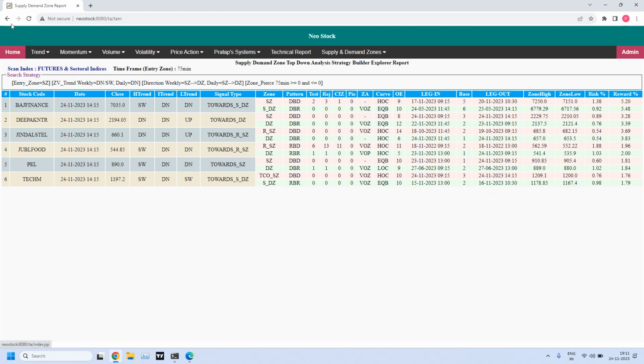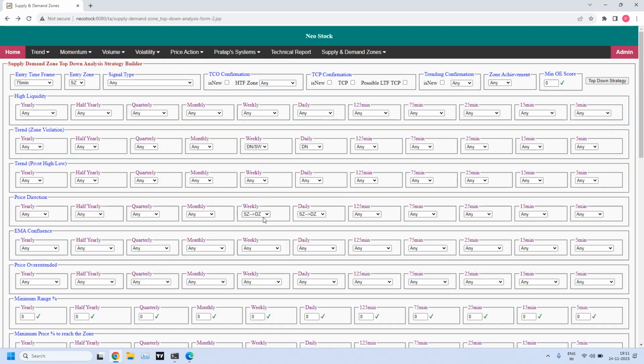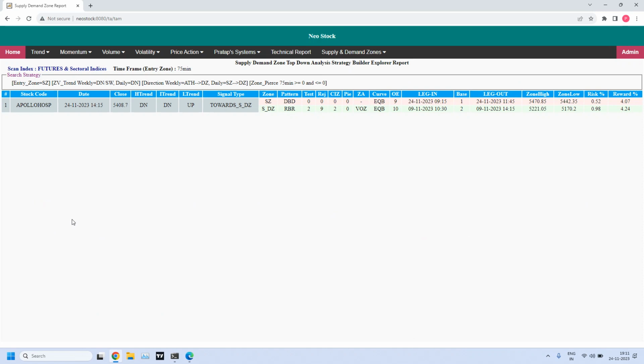Let us look into the next 2 reports. Now we have to change only the price direction. What is the price direction on weekly? Instead of supply zone to demand zone, prices are traveling from all-time high to supply zone. Sorry, all-time high to demand zone. All-time high to demand zone. Daily we have 2 conditions. The first condition here is supply zone to demand zone. Let us generate. So 1 stock is filtered.